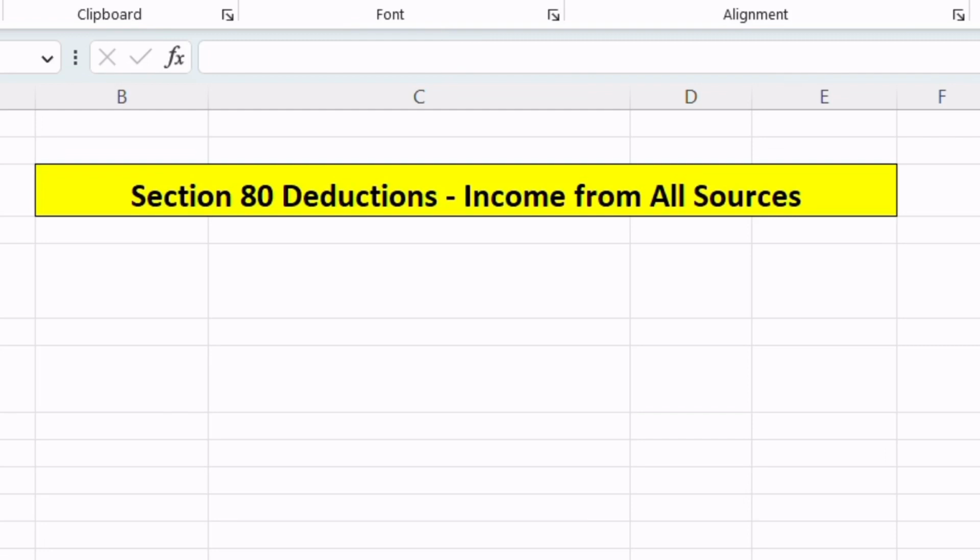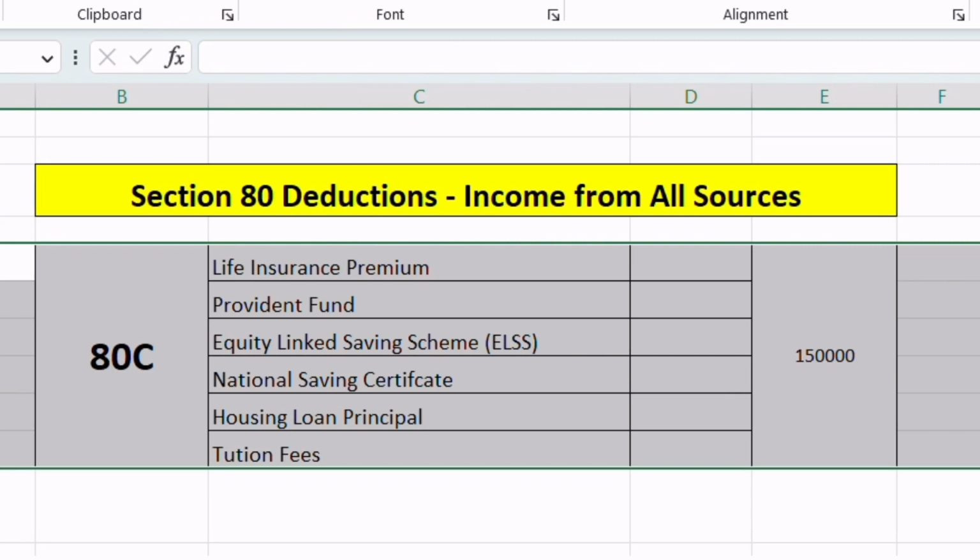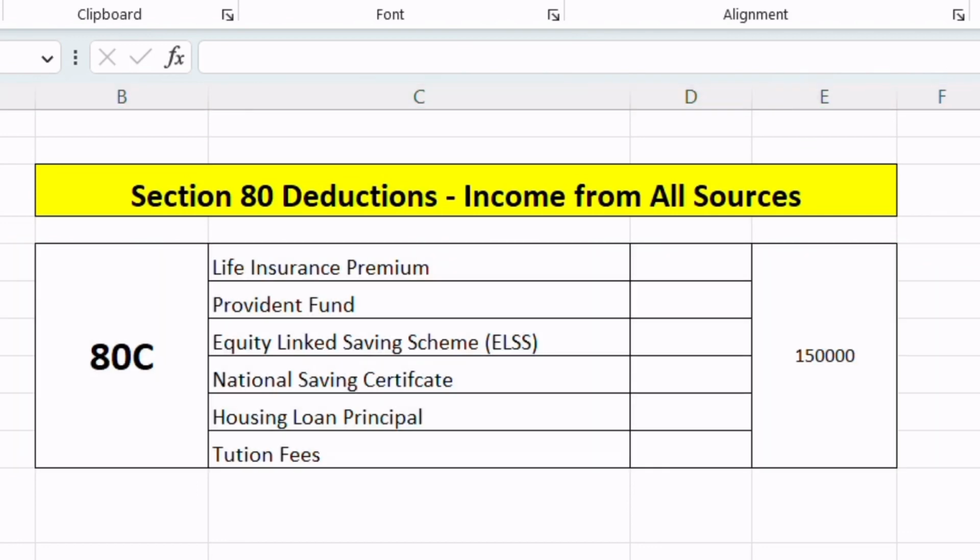Let us look at the various deductions available in income tax to the assessee. Let us start with section 80. 80C is the well known and most widely used deduction under this section. It covers a whole lot of investment options like life insurance, provident fund, equity linked savings scheme, national savings certificate, housing loan principal, and tuition fees.